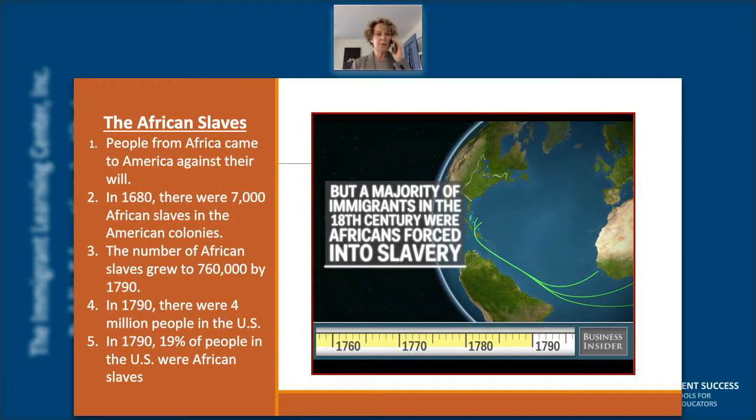Here there are a couple points that are very interesting. In number 2, in 1680, there were 7,000 African slaves in the American colonies. The number of African slaves grew to 760,000 by 1790. So the presence of Africans was really part of the early formation of the United States, before it even formed into a nation.